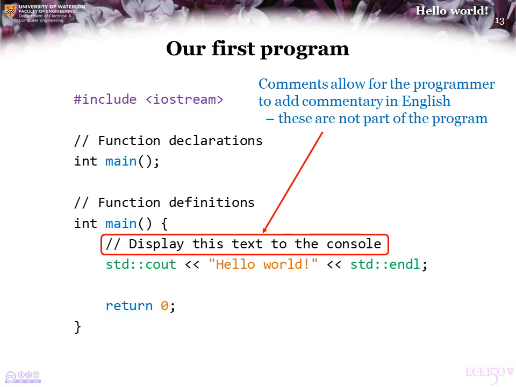Comments are any amount of English text that appear after a double slash up until the end of that line. So this piece of code has 3 comments, and those comments help you understand what the code actually is intended to do.